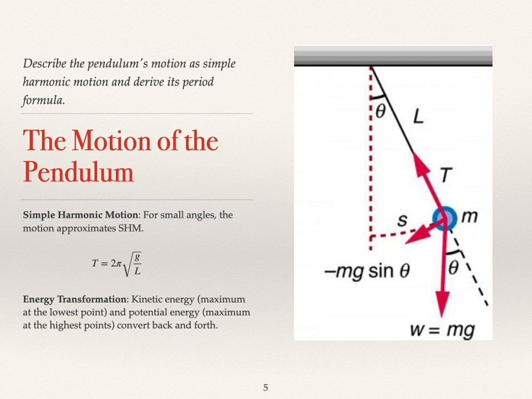Additionally, as the pendulum swings, it constantly transforms energy between kinetic and potential forms. When the bob is at its highest point, it has maximum potential energy. As it swings down to the lowest point, that potential energy converts into kinetic energy, which is maximum at that lowest point.